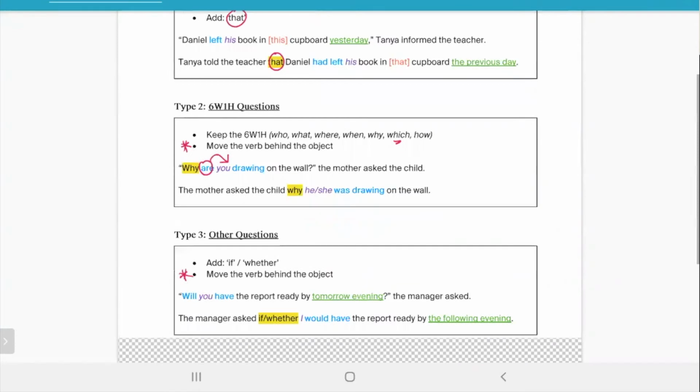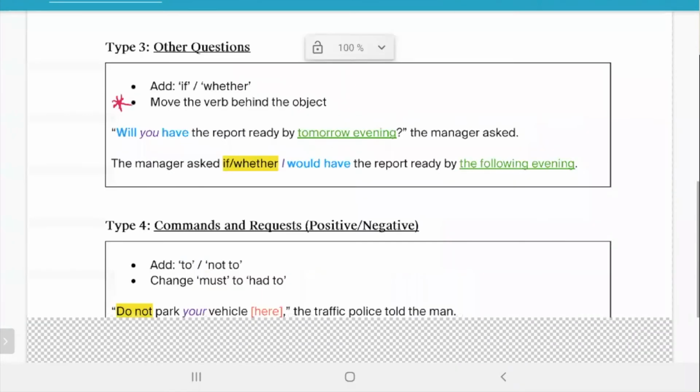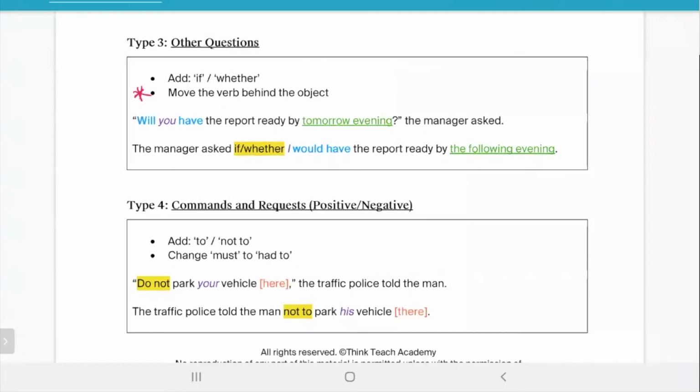Okay, for other questions, anything that is not a 6W1H, you need to add in the word if or whether. I personally prefer the word if because if is shorter, less room for careless mistakes. All right, so can everyone circle the word if? All right, and then the last one, commands and requests.